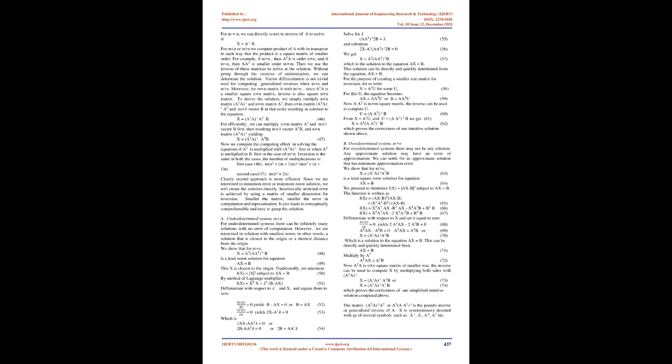For m greater than n or m less than n, we compute the product of A with its transpose in such a way that the product is a square matrix of smaller order. For example, if m greater than n, then ATA is order n times n, and if m less than n, then AAT is smaller order m times m. Then we use the inverse of these matrices to arrive at the solution. Without going through the exercise of minimization, we can determine the solution. Vector differentiation is not trivial, used for computing generalized inverses when m greater than n and m less than n.